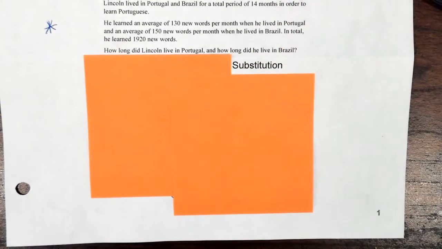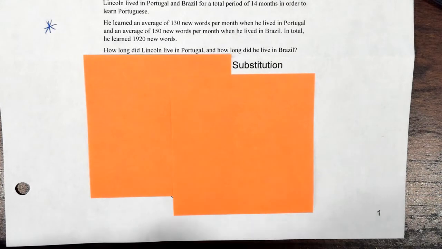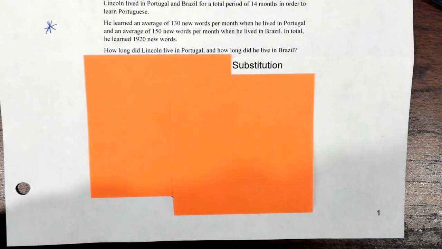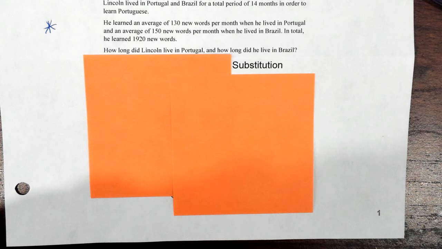So this one says, Lincoln lived in Portugal and Brazil for a total of 14 months in order to learn Portuguese. He learned an average of 130 words per month when he lived in Portugal, and an average of 150 new words per month when he lived in Brazil. In total, he learned 1,920 new words. How long did he live in Portugal, and how long did he live in Brazil?